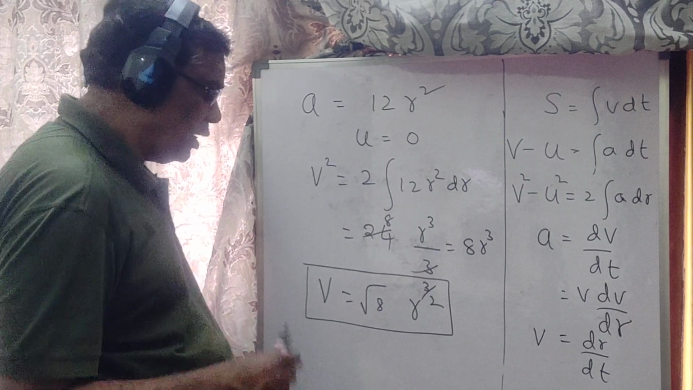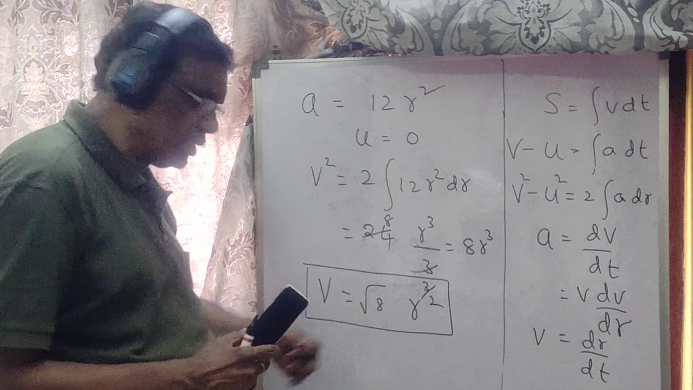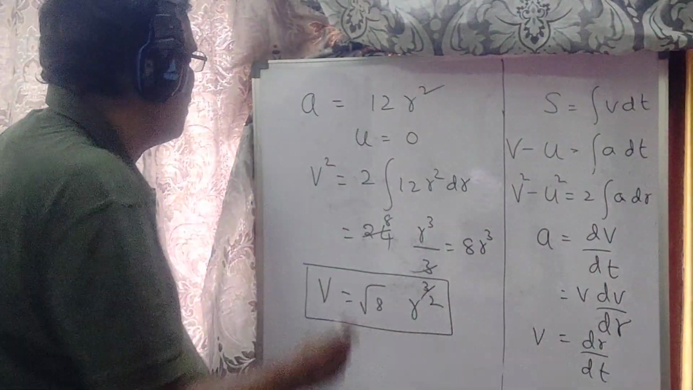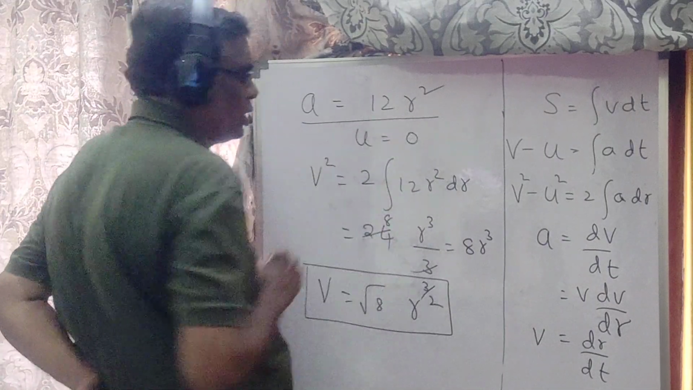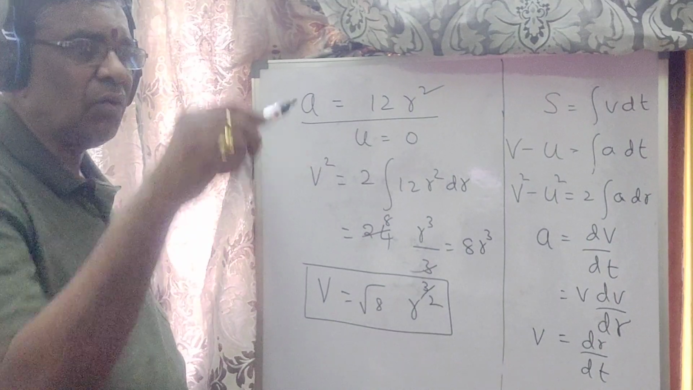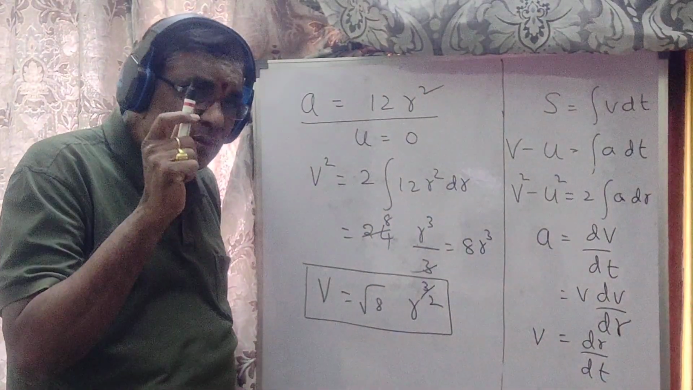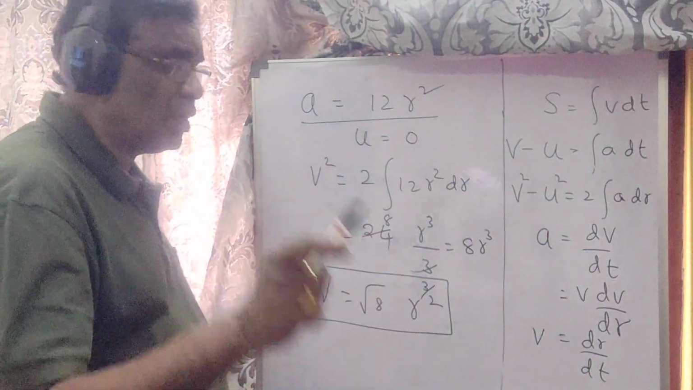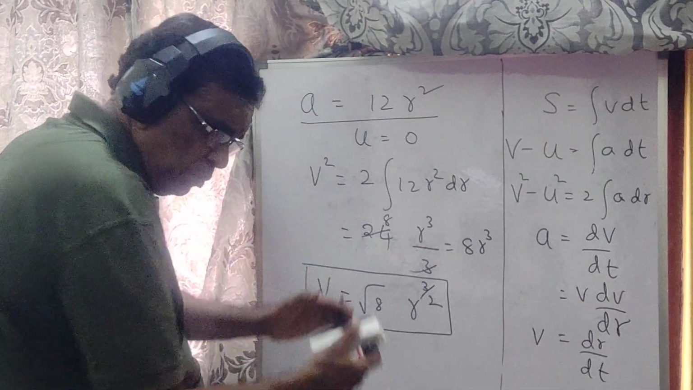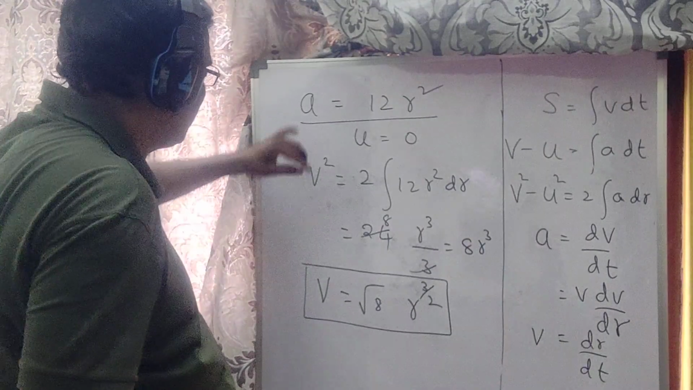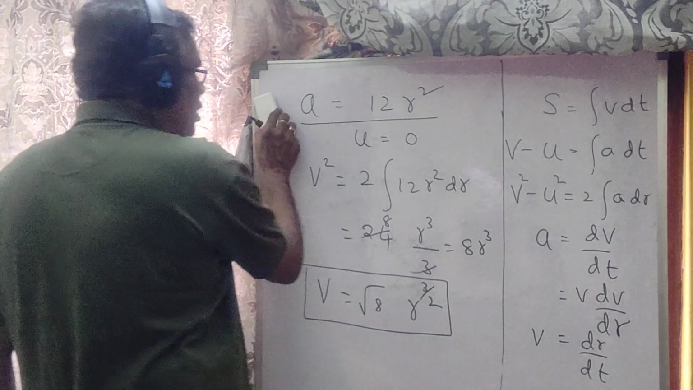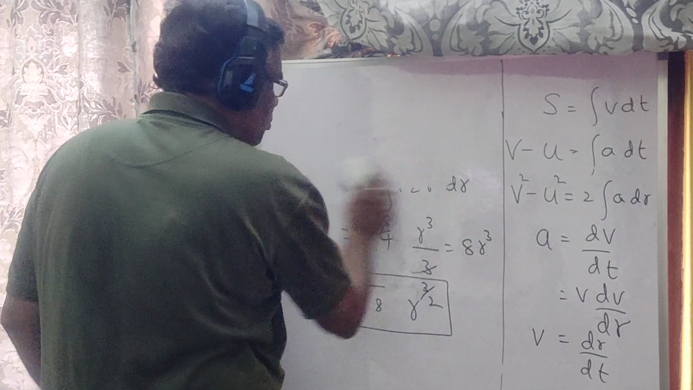Now, one can ask further, what is the position as a function of time? Now, A is given as a function of r. I got V as a function of r. Now I will try to get what? Position as a function of time. The same problem. Remember, the same problem I am extending. First step I did for velocity. Second step I am going to do it for position.